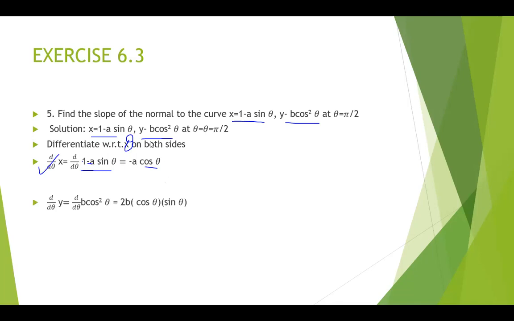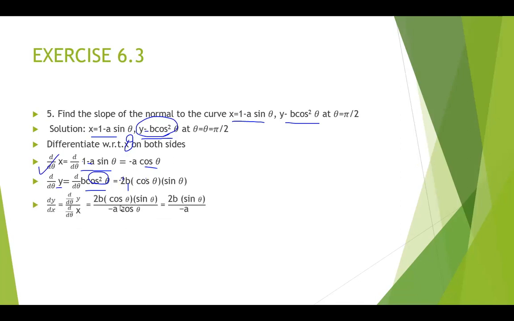Then similarly, we differentiate this equation. Sorry, y is equal to b cos square theta. b as it is, derivative of cos square theta with respect to theta means 2 into cos theta, and derivative of cos theta is minus sin theta. Now, we write dy by dx. This becomes minus 2b cos theta sin theta, dy upon d theta, upon dx upon d theta, which is minus a cos theta. So we have 2b into sin theta upon a.